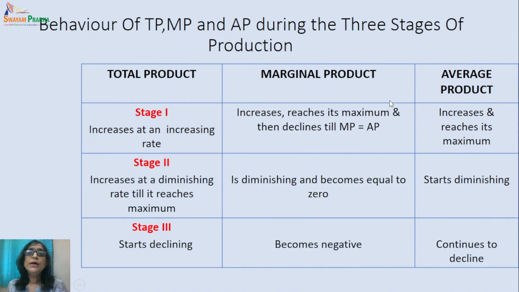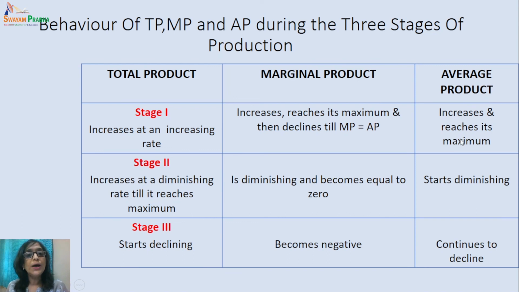Again, I'm showing you a small recap of the 3 stages of production. All the 3 types of products I've listed here in all the 3 stages. So total product in stage 1 increases at an increasing rate. What happens to MP? MP increases, reaches maximum and then declines. Stage 1 only, right? And till your AP is equal to MP, average product also increases and reaches its maximum.